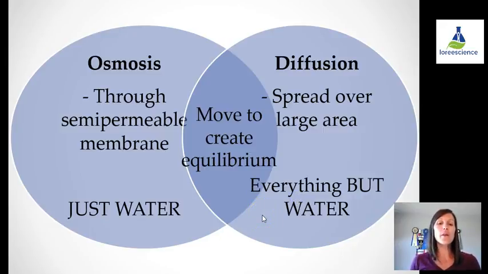So let's take a quick comparison of our osmosis and diffusion. Things that are specific only to osmosis must be through a semipermeable membrane, and we are referring to the movement of water and only water. Okay, when we talk about diffusion, we're referring to all molecules, all particles, except for water. There's a specific word for that, and that's osmosis. Diffusion is looking at spreading things out over a large area, not just specifically through a membrane. Okay? The similarity between the two is they're trying to reach or create equilibrium, equal concentration on both sides.